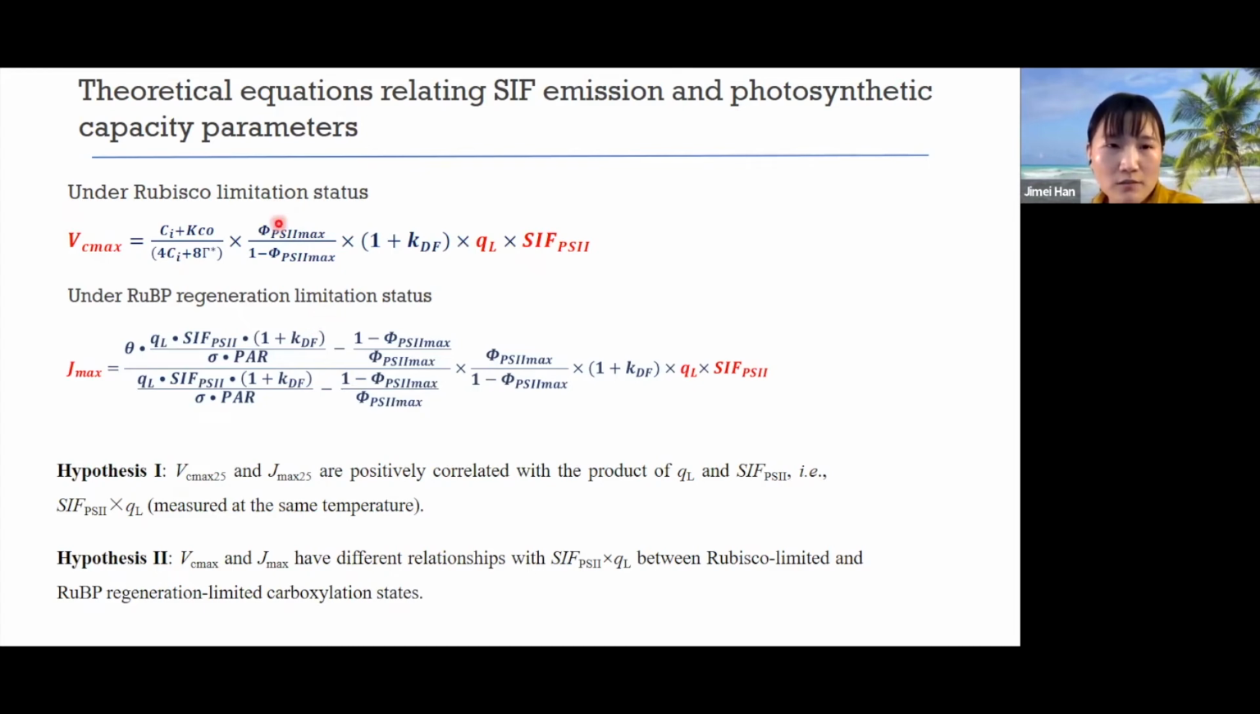That is because in the formulation of Vcmax with SIF, we can see the slope parameters are often assumed conservative, but in the formulation under the RuBP regeneration status, the slope contains QL, SIF, and power variables, and it will impact the direct dependence of Jmax or Vcmax on SIF times QL.